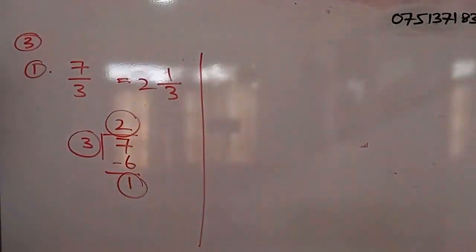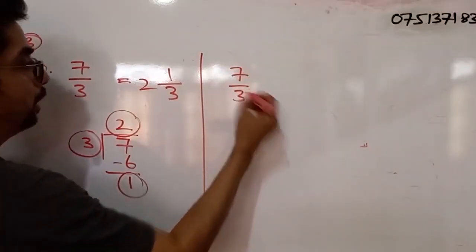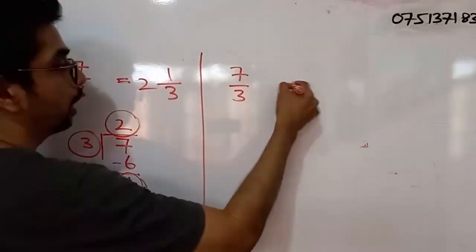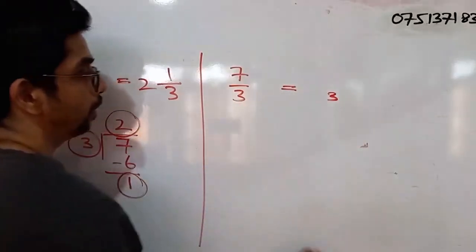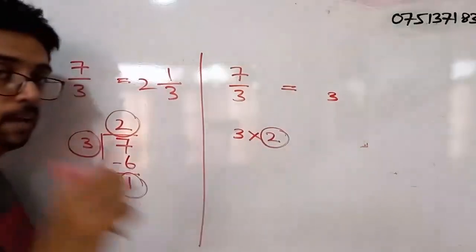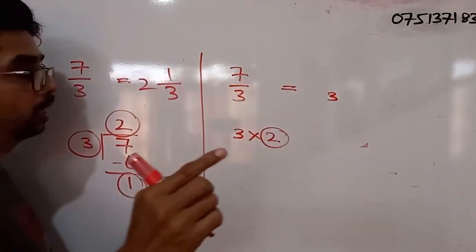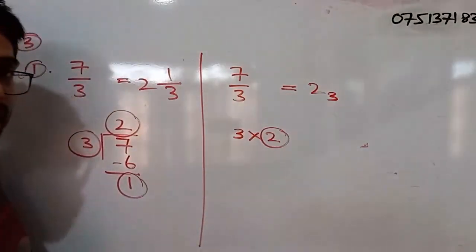Right, so what will be the other method? If we take 7 by 3, we know the denominator will be the same. And we know 3 times 2, that will be what? 6. Right? So this 2 becomes a whole number part.